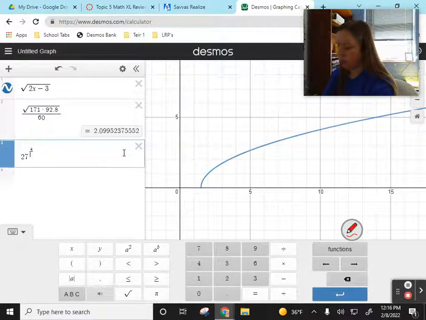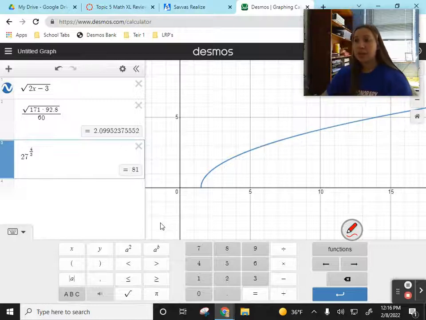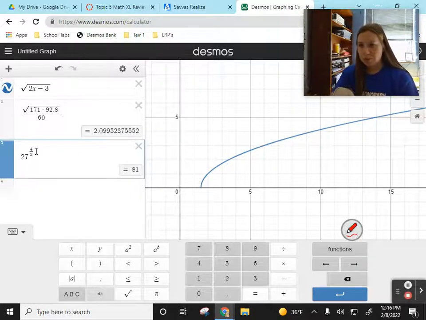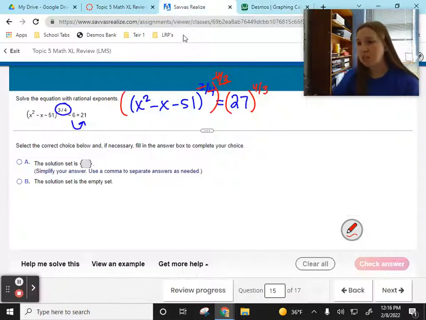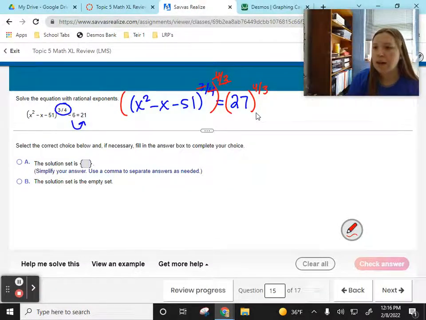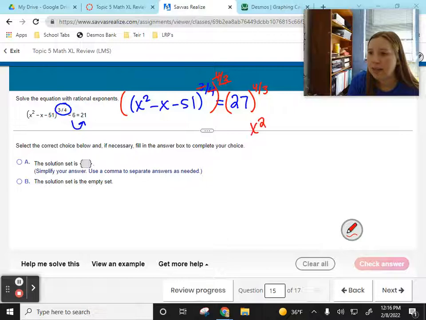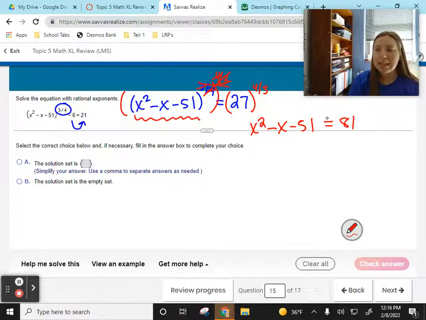27 to the 4/3 is 81. And that's the cube root of 27 is 3. 3 to the 4th power is 81. So it makes sense. So what I've got going on here now is x squared minus x minus 51. These cancel out. So all I'm left with is this guy over here equals 81. And I'm going to subtract 81 from both sides.